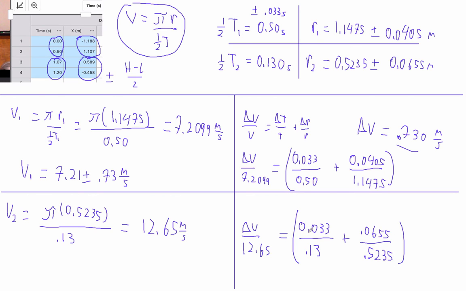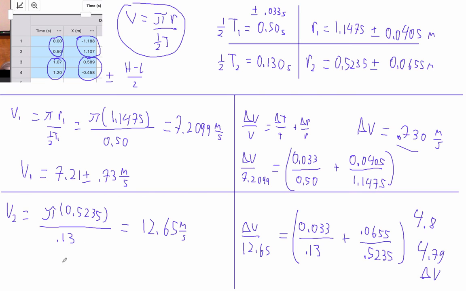So again, remember, we're going to take 0.5235 and multiply it by that stuff in the parentheses. So on my calculator, I just go times left parenthesis, 0.033 divided by 0.13 plus 0.0655 divided by 0.5235. And that's 4.79. So I'll say 4.8, or 4.79. That's my delta V.